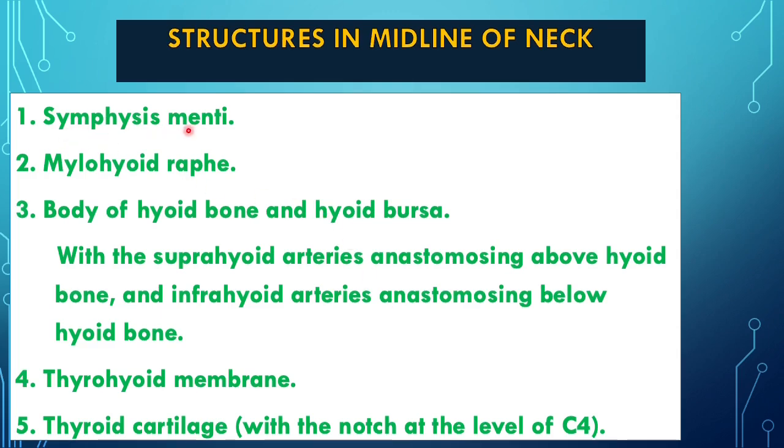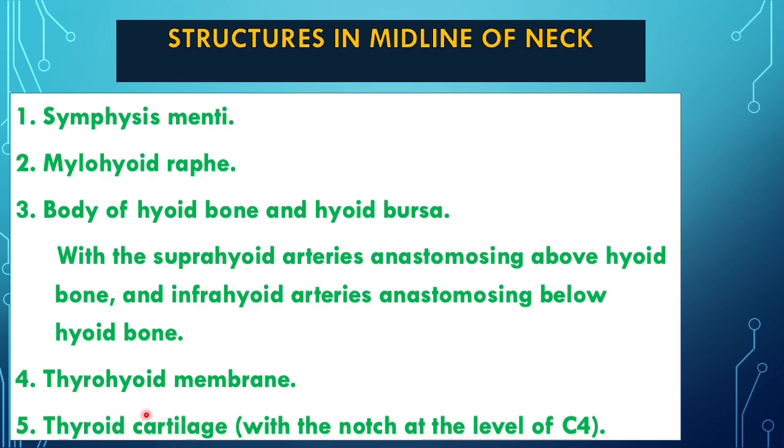First of all, as we said, the lower part of the mandible, the symphysis menti, which is the meeting of the two mandibles in the midline. Then come the mylohyoid muscles that form the raphe, which is the union of the two mylohyoid muscles in the midline, down to the body of the hyoid bone. Then come the vessels, which are seen above the hyoid bone as the suprahyoid arteries, and those below the hyoid bone called the infrahyoid vessels. Then comes the membrane connecting the hyoid bone to the thyroid cartilage, which is named the thyroid membrane.